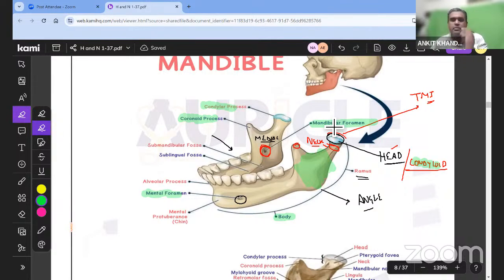On the medial aspect of the ramus of mandible, we have a mandibular foramen. Inferior alveolar nerve and vessels pass from here. We'll see in the theory as well, right? This is the mandibular foramen, frequently asked. Then you have submandibular fossa and sublingual fossa for submandibular and sublingual salivary glands, right?